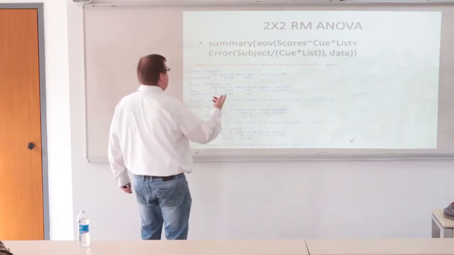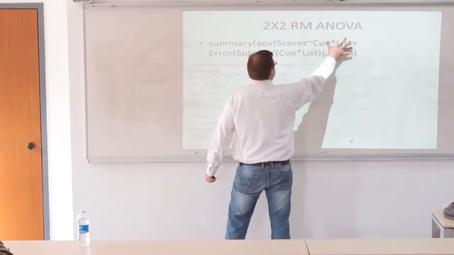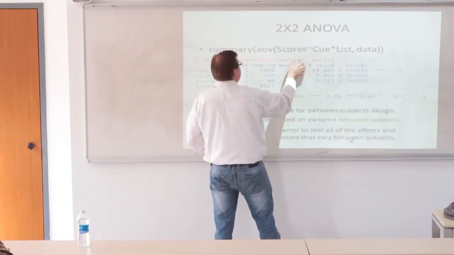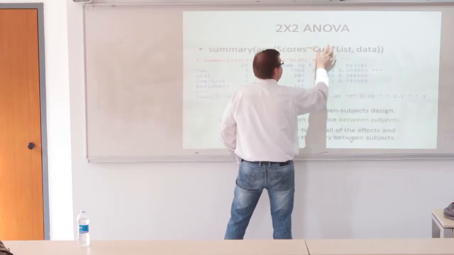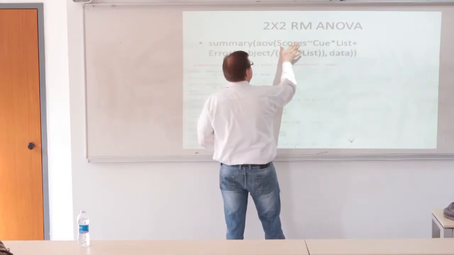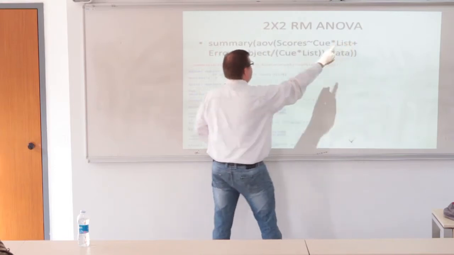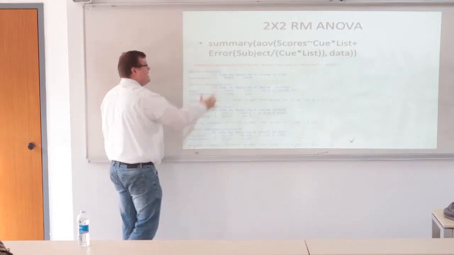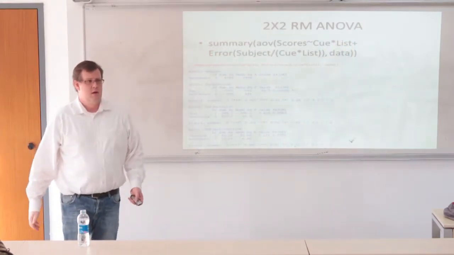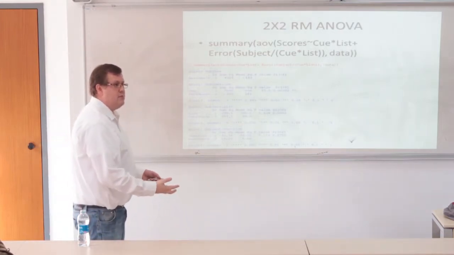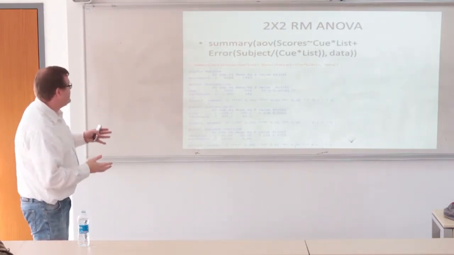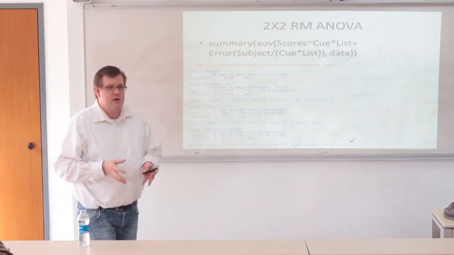So, again, I have basically the same initial part as I did last time. Scores is a function of Q and list. The difference now is I've added in an error term. So the error is going to be subjects nested within Q and list.